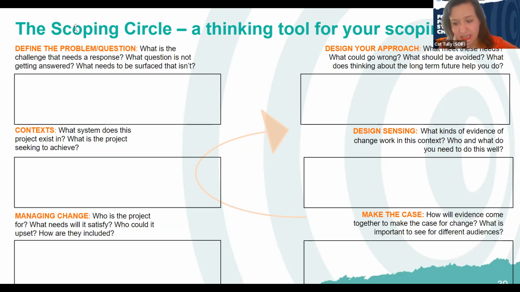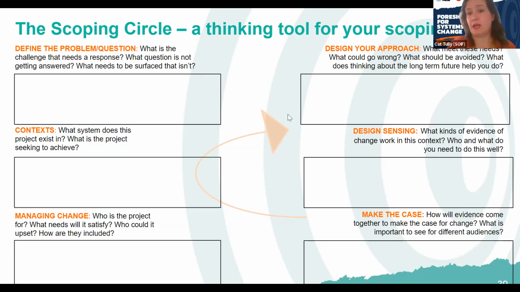Then it's about making the case. How will that evidence and data come together to make the case for change? And what will different audiences want to see as a result of this work? And then managing change. Who's the project for and what needs is it satisfying? And how are they going to be included and what are you asking them to do? That's where the kind of vehicle for change thing comes in.